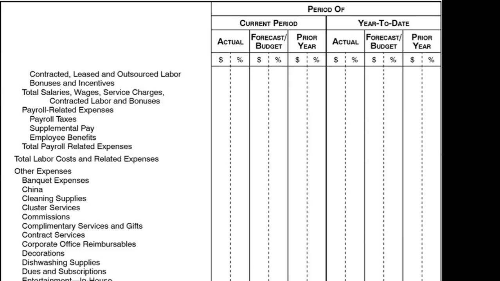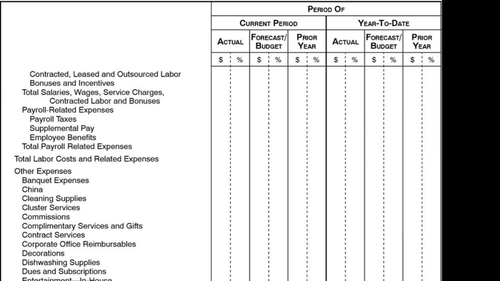Then you have bonus and incentive, where you are covering any incentive which you are paying. Normally the hotels are paying wine incentives, the upselling incentives, and many other things. The definitions we're going to be looking at in more detail in the upcoming videos. First, let us understand the overall structure of the profit and loss statement.